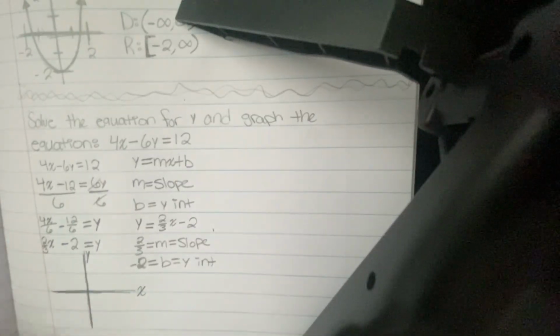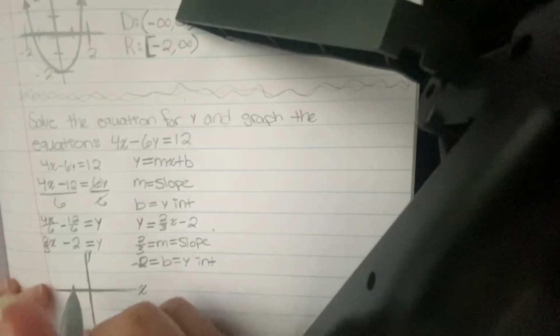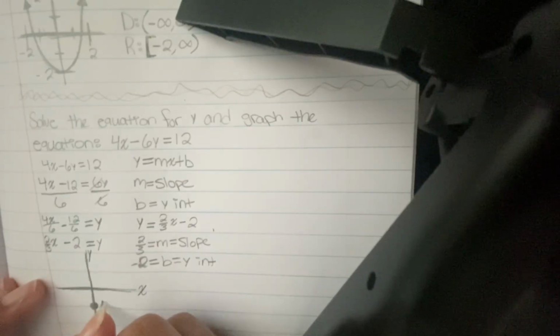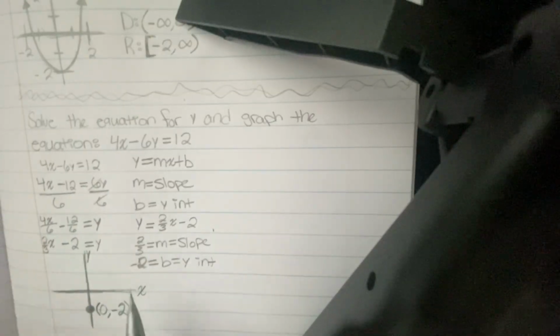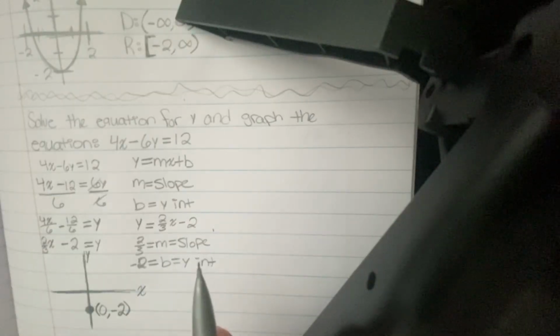With that being said, we can easily plot the y-intercept because it has to be (0, -2). So we start at 0, go down 2, about this far. And I'm going to label it just because there's no tick marks. (0, -2). There we go. Now we know the slope is 2/3.